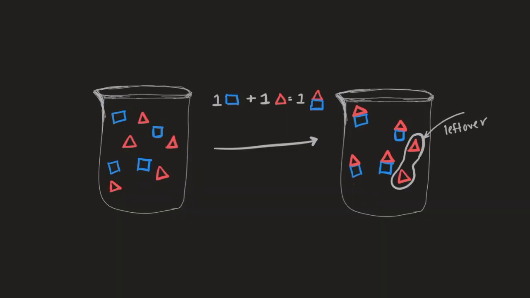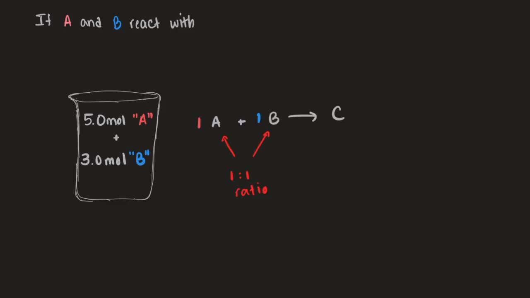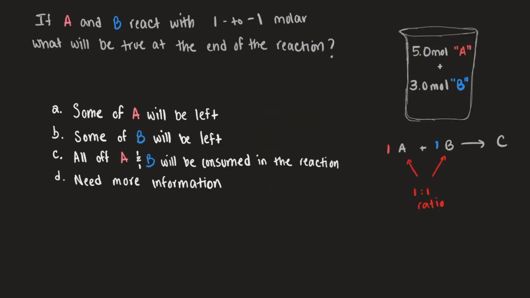It is important to take a moment to note another concept we've seen before, limiting reagents. In limiting reagent problems, something is always left over. Say, for example, if we started with 5 moles of some substance A and we added 3 moles of B. If A and B react with a 1-to-1 molar ratio, what will be true at the end of the reaction? Since B is the limiting reagent, there will be 2 moles of A left over at the end of the reaction.